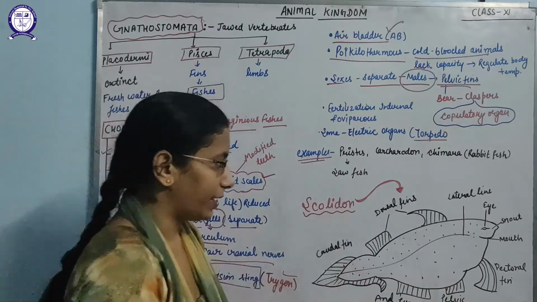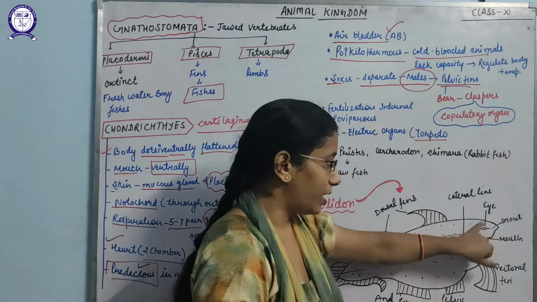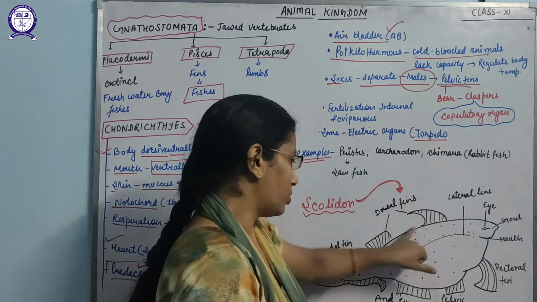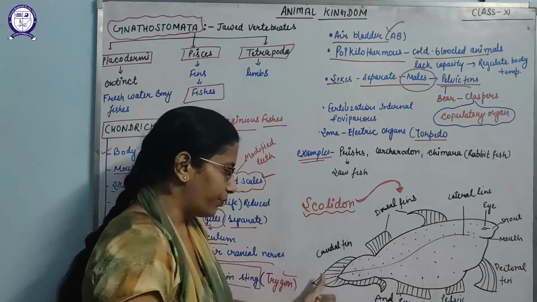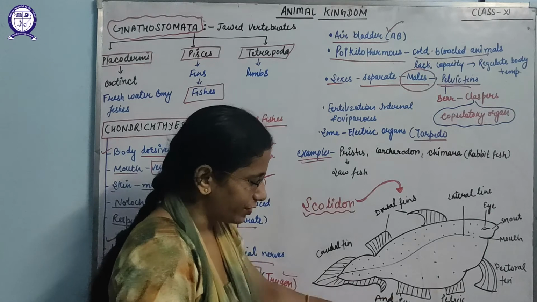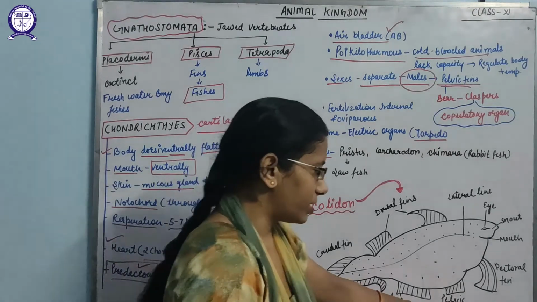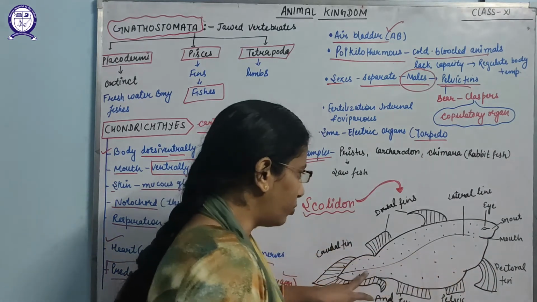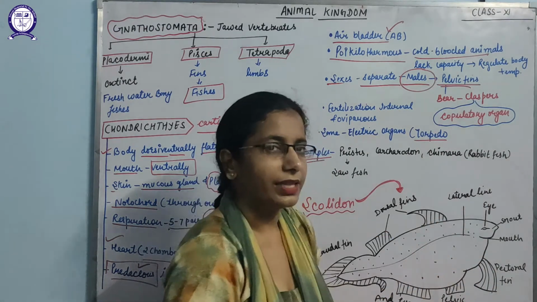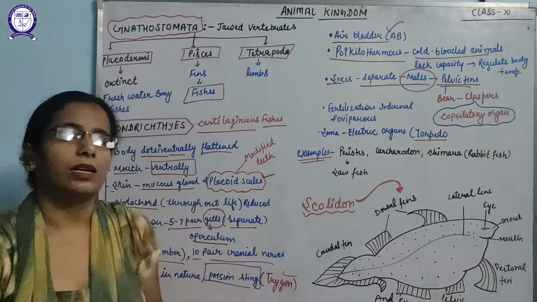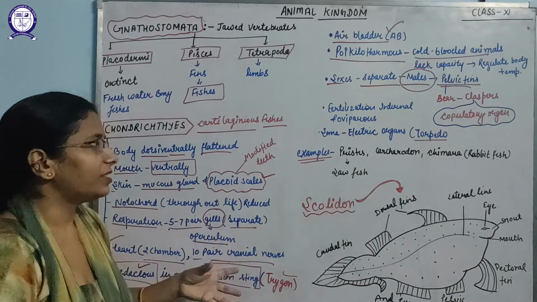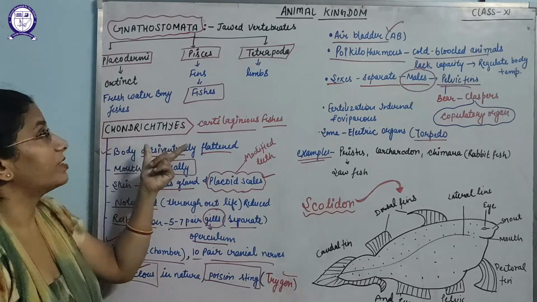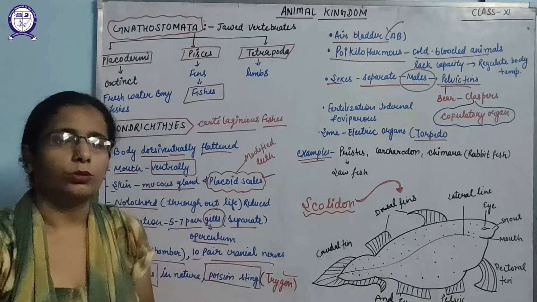Scoliodon, I have drawn the diagram. Suppose this is the eye, and the mouth is located on the ventral side. These are the dorsal fins, and this is the caudal fin. At the sides of the caudal fin is the anal fin. This is the pelvic fin and the pectoral fin. A line that passes through the middle of the body is known as the lateral line, and these also have gill slits. So these are some important characteristics of the Chondrichthyes that come under the Gnathostomata.